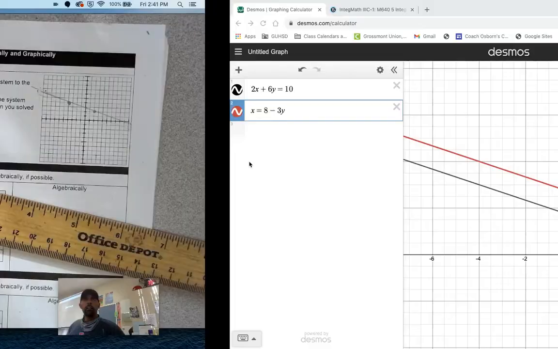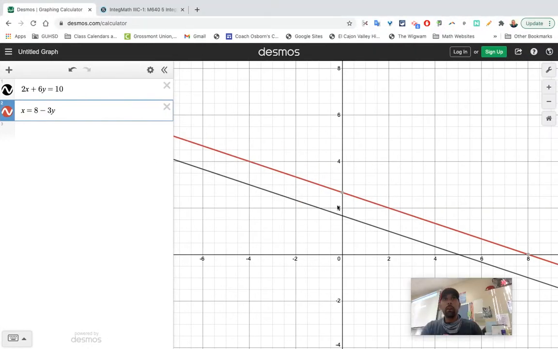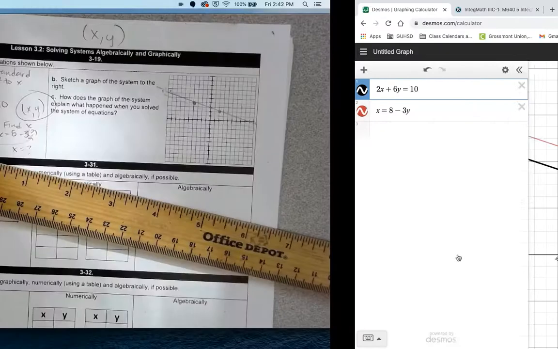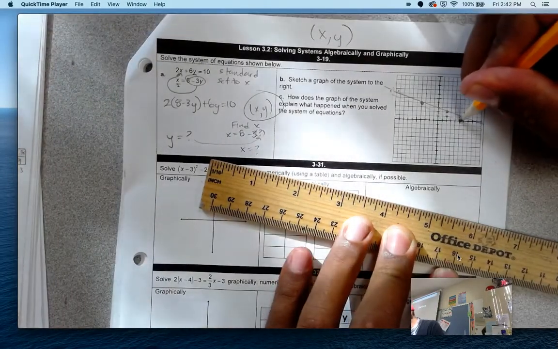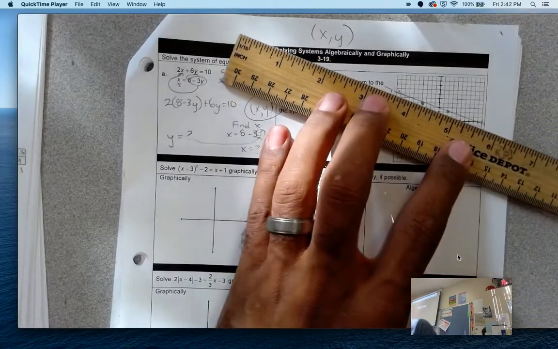All right, and then on the other graph, let's see, what do I have here? I've got to find a point. Oh, it looks like there's one at 2, 1, and it looks like there's one at 5, 0. So 2, 1, and 5, 0. Okay, I guess I was pretty close.